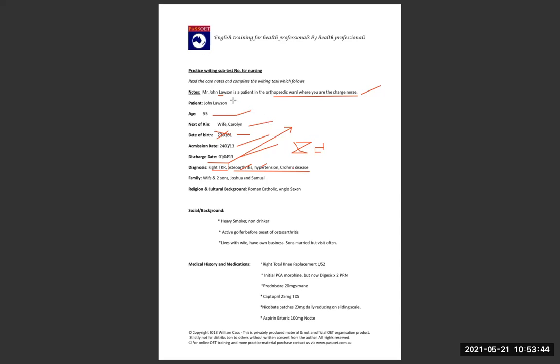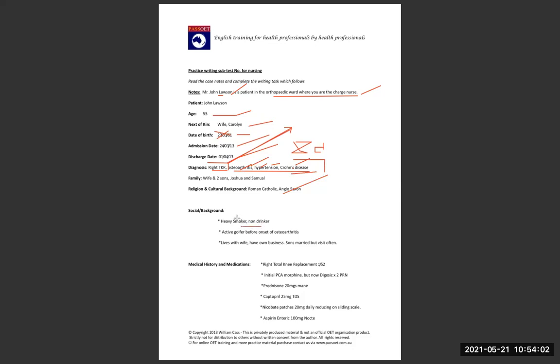So I am writing this letter regarding Mr. Lawson, who was admitted to our hospital for total knee replacement, yeah, right total knee replacement, and also he was having osteoarthritis, hypertension, and Crohn's disease. That is how you should mention. So this should be the first line.